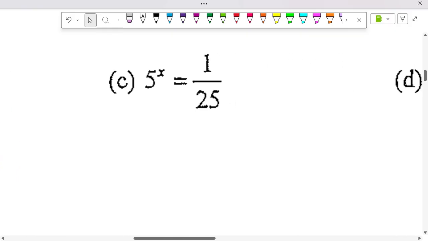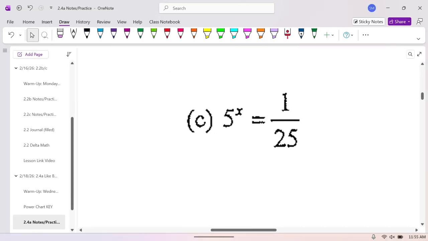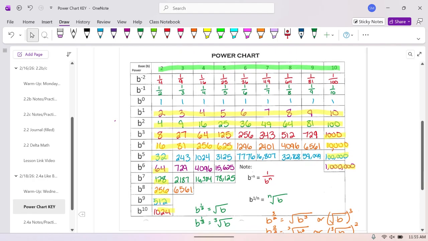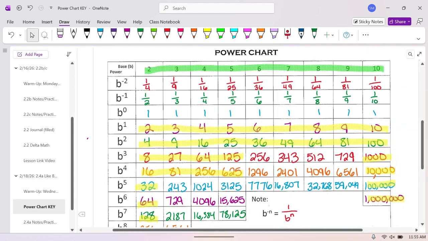Now, look at this one. So think carefully about this. We got a fraction, but that doesn't mean we still can't change the base. All right? So, if I want to rewrite this one, what do you think my like base is going to be? So look at your power chart. See where you see 5 and 1/25 in the same column. So if I look at my power chart, I'm looking for where 5 and 1/25 is in the same column.